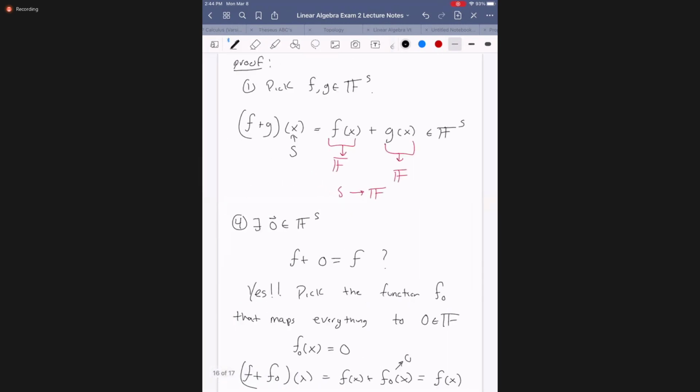So you pick f0 to result in 0. Yes, I picked it because remember, you have to find something in your set such that you pick a function, add it to this function, and it gives me back that function. And I picked it to be this guy.